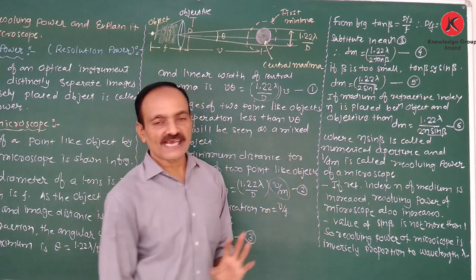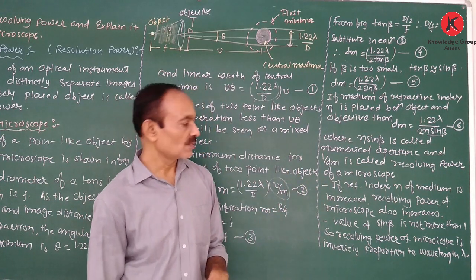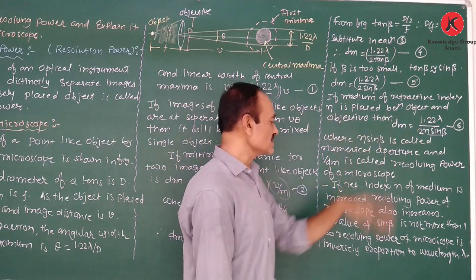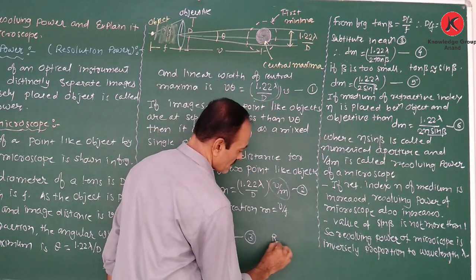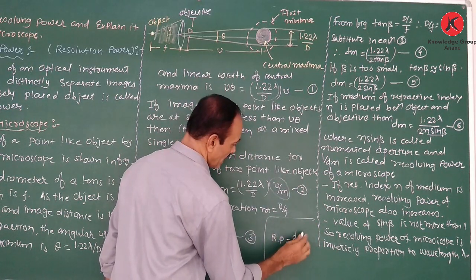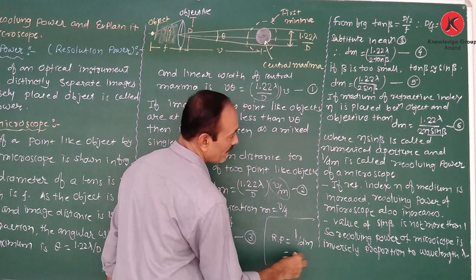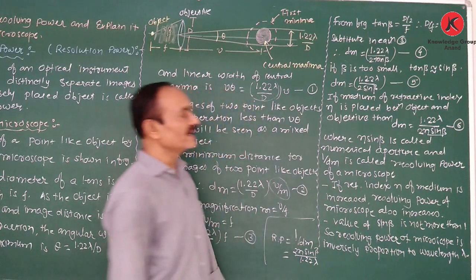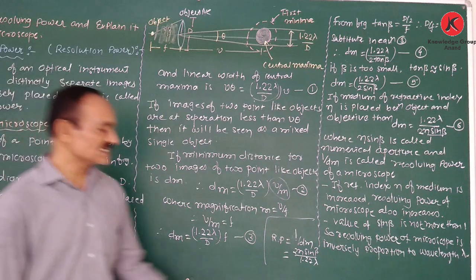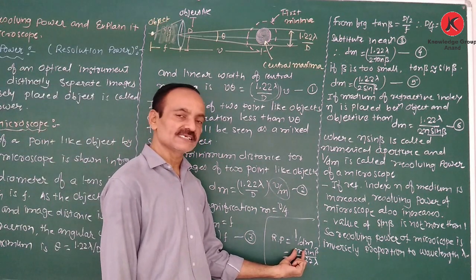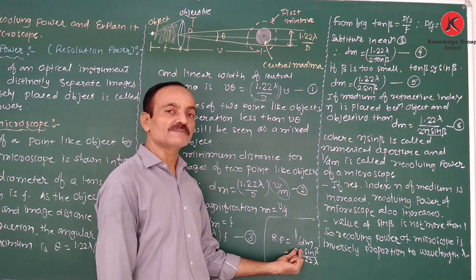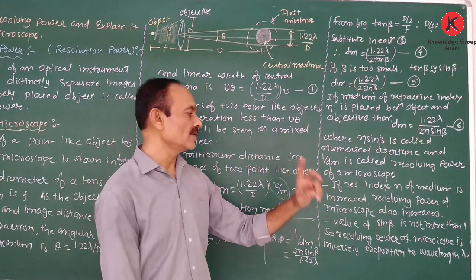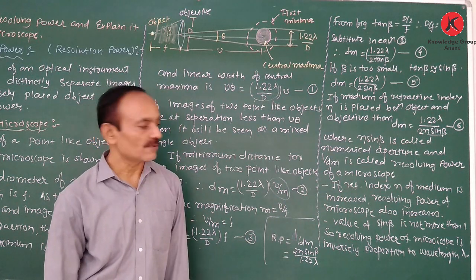Now, if the refractive index n of a medium is increased, what happens? The resolving power of the microscope also increases. Because the resolving power RP is equal to 1 upon dm. Therefore, 2n sin beta upon 1.22 lambda is the resolving power of a microscope. As the refractive index n of the medium is increased, this medium is already placed between the object and objective. If the medium becomes more dense, the refractive index also increases. Therefore, the resolving power of a microscope also increases.